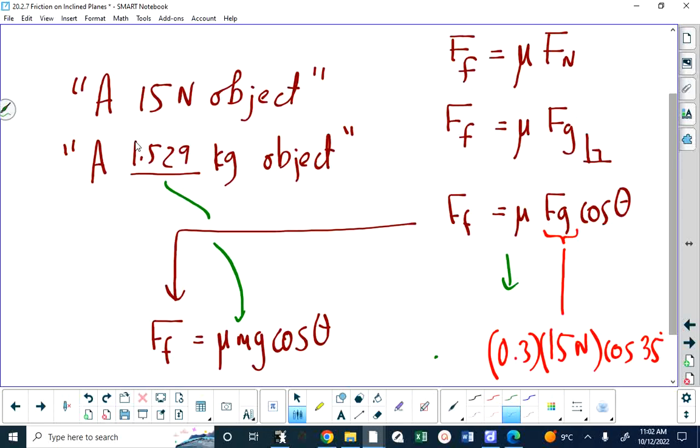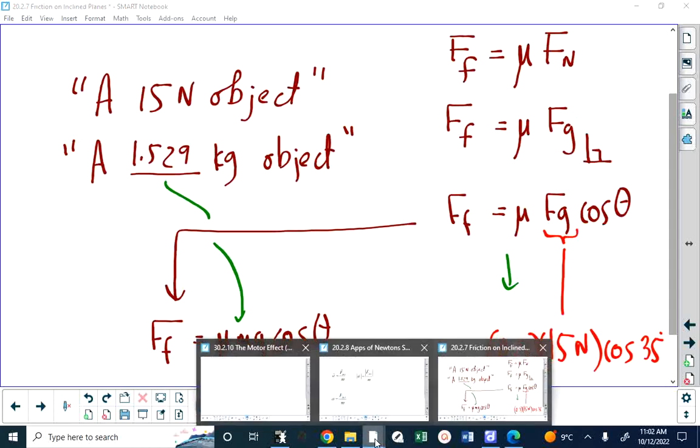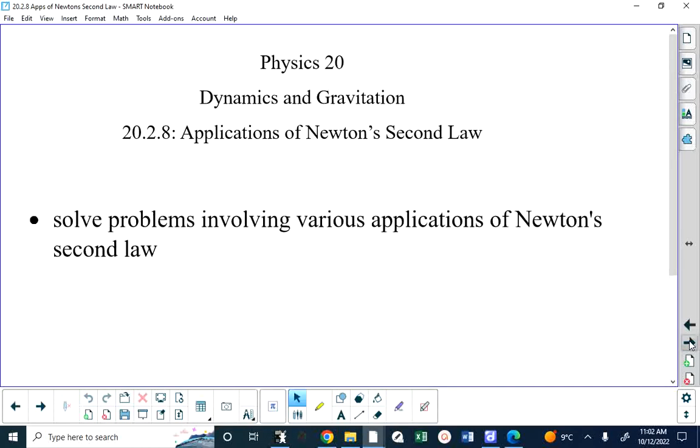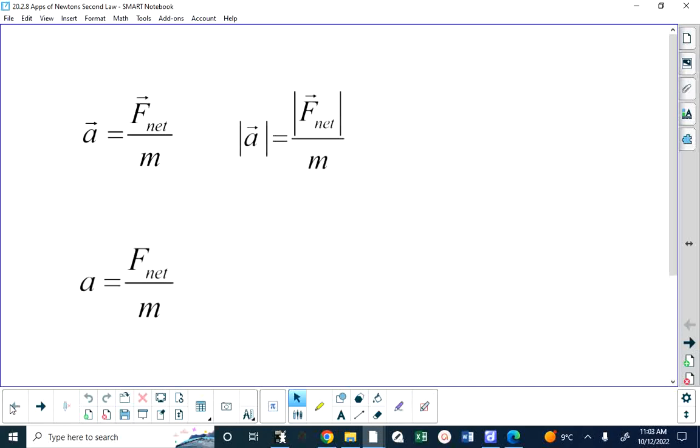All right. We are going to move on today and look at applications of Newton's second law. So this is lesson 20.2.8, and I want you to understand what's going to happen in this lesson. This lesson is like a 4-day lesson. We're going to be looking at many applications of Newton's second law. Newton's second law is what's on the screen right here. I've got it written as it appears on your formula sheet.